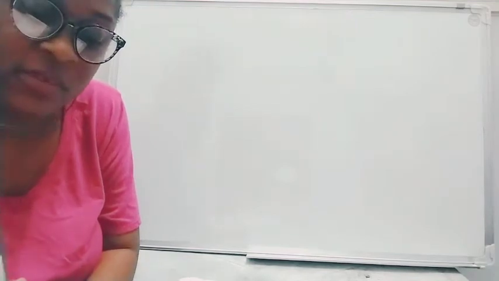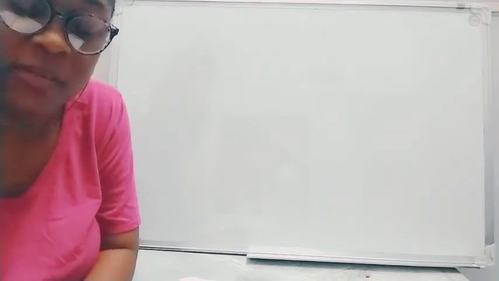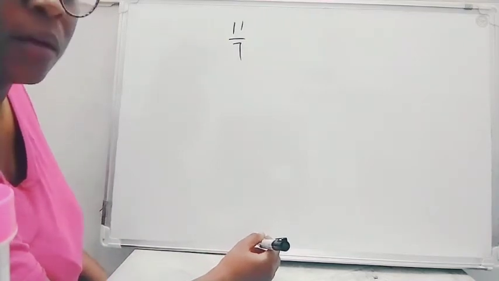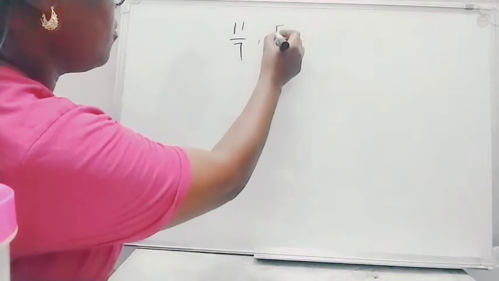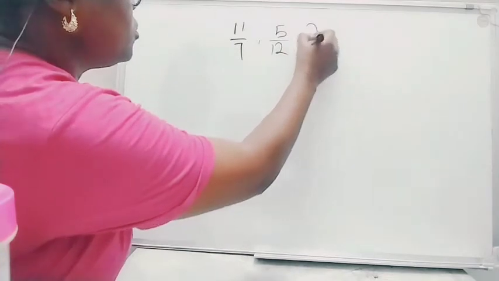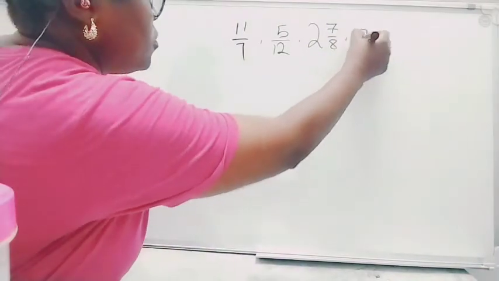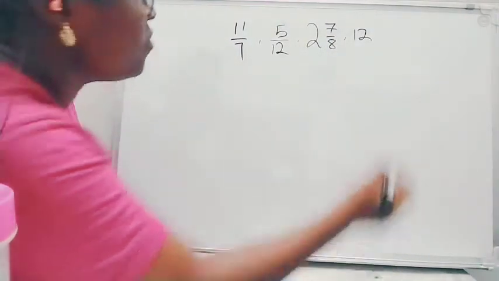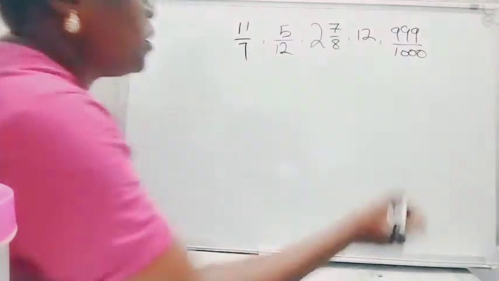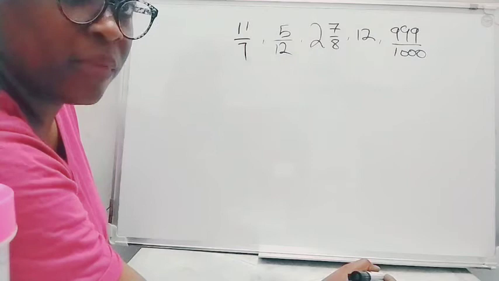Okay, so we have this exercise that says separate these numbers into proper, improper, and mixed fractions. So we have 11 over 7. We have 5 over 12. We have 2 whole numbers, 7 over 8. We also have 12, and we have 999 over 1000. So we are going to separate these numbers into proper, improper, and mixed fractions.